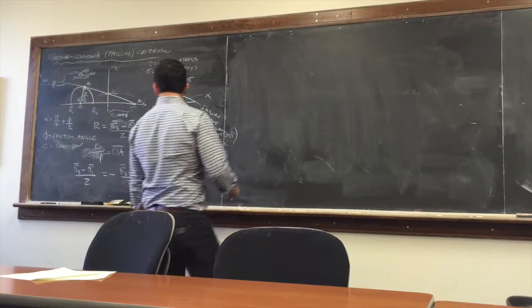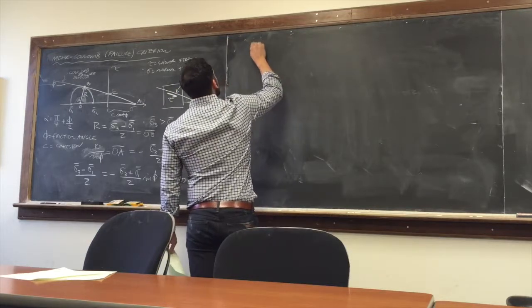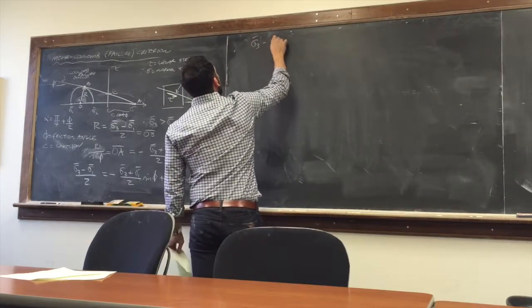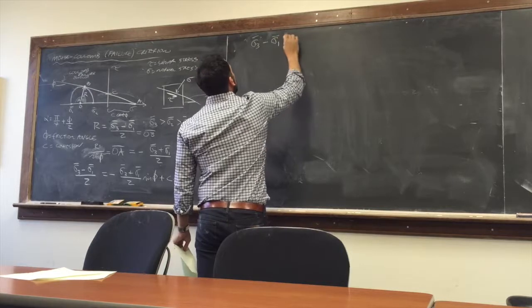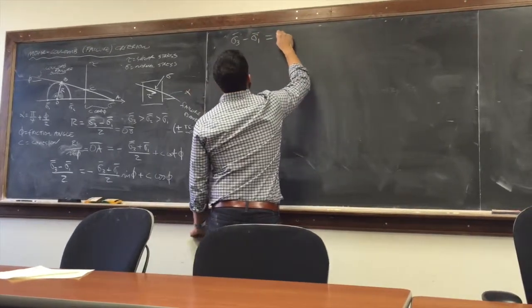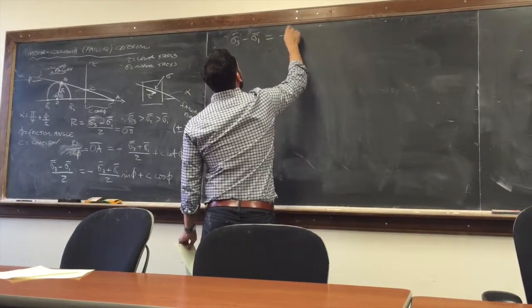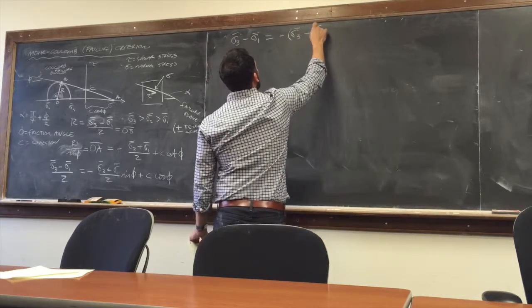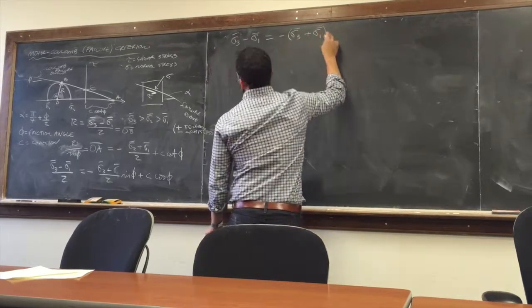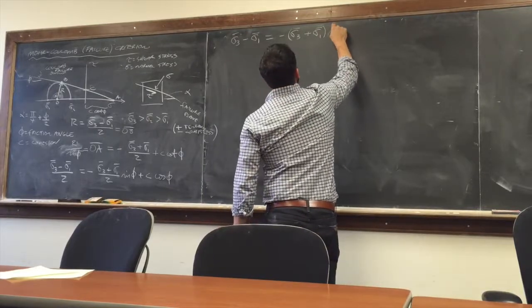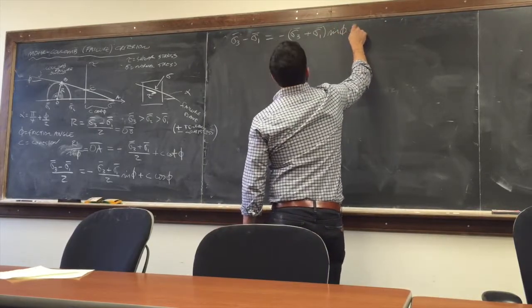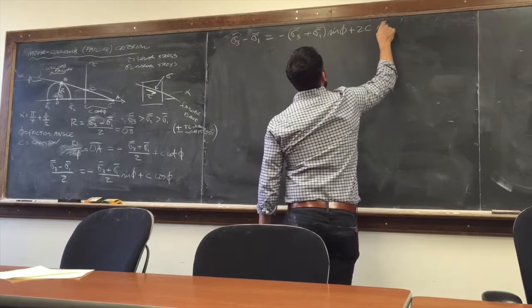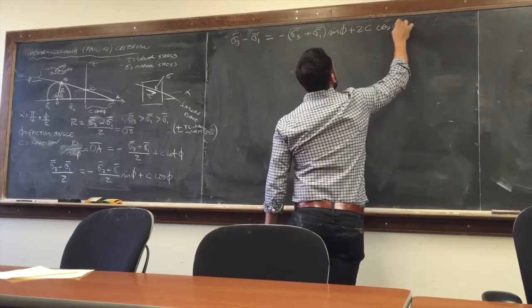Should have done that. Okay, so I get sigma 3 bar minus sigma 1 bar equals minus sigma 3 bar plus sigma 1 bar, right, times sine phi plus 2c cosine phi.